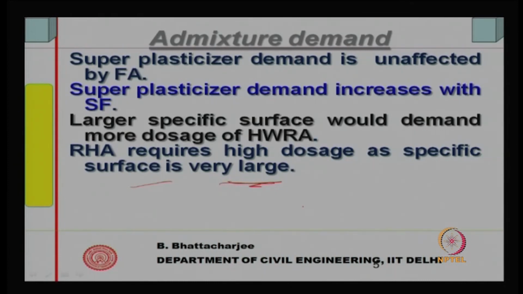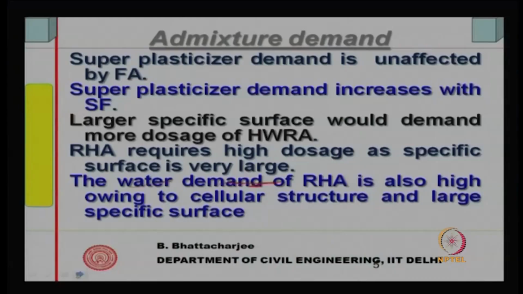the side effect or negative effect of the superplasticizer quite often becomes apparent. There will be excessive bleeding, maybe setting is disturbed because it may not set within a reasonable time, setting characteristics get affected. So, the optimal superplasticizer dosage is usually high in rice husk ash, and that is usually a deterrent in some cases. The water demand, this is mainly because of their cellular structure and large specific surface, that is what we are mentioning. So, to read it again, the water demand of rice husk ash is also high owing to cellular structure and large specific surface.